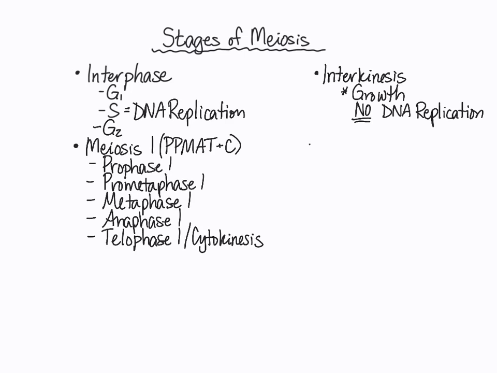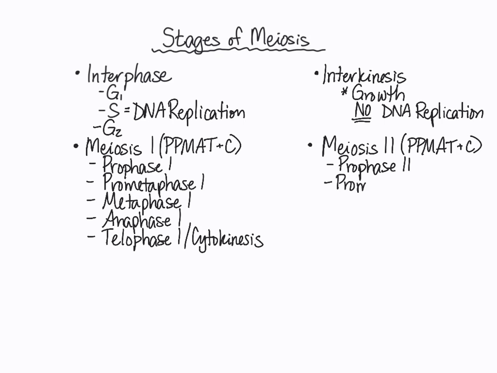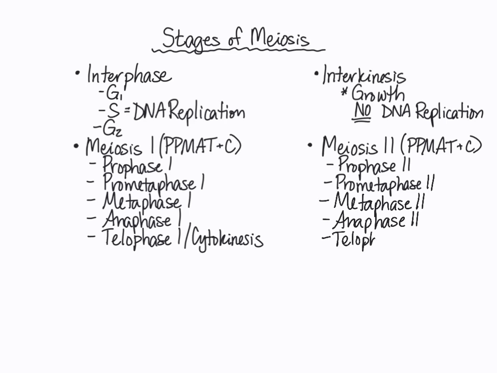After interkinesis, the cell goes through another round of meiosis, so another round of cell division. And we call this Meiosis II. And once again, Meiosis II has those same steps of PP mat C. So the first step is going to be prophase II, followed by prometaphase II, then metaphase II, anaphase II, telophase II, and another round of cytokinesis.